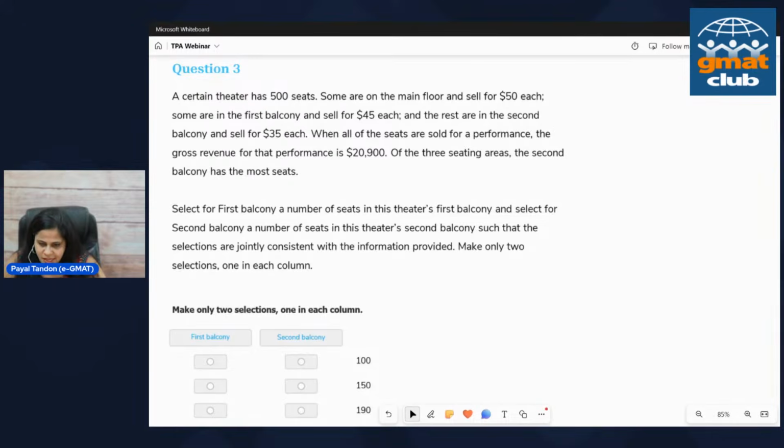All right, I don't see any responses yet. Tell me, what was difficult about this question? Dealing with three variables is time consuming. Absolutely, Ganesh. Dealing with three variables, and you actually have only two equations. So, three variables, but only two equations. Absolutely. What else?